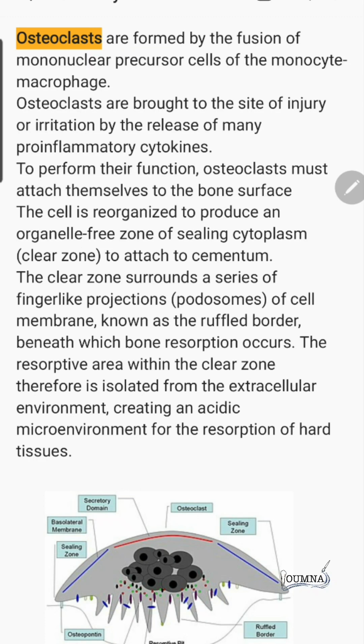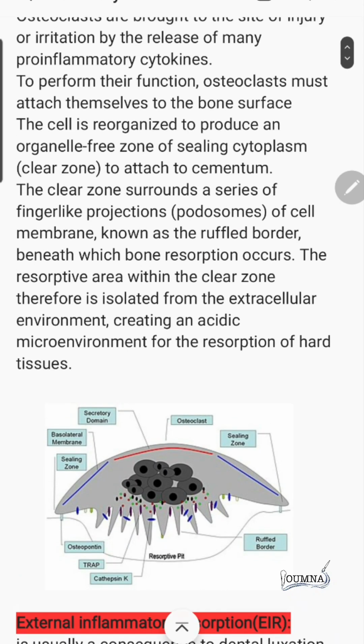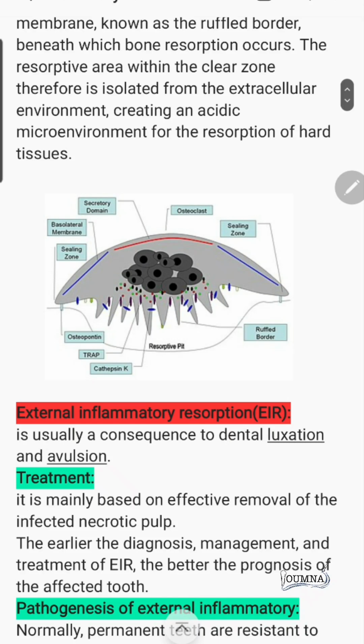Then the cell is recognized to produce an organelle-free zone of sealing cytoplasm. This is the clear zone, attached to the cementum. The clear zone surrounds a series of finger-like projections of the cell membrane, the podosomes, known as the ruffled border, beneath which bone resorption occurs. The resorptive area within the clear zone is therefore isolated from the extracellular environment, creating an acidic microenvironment for the resorption of the hard tissues.